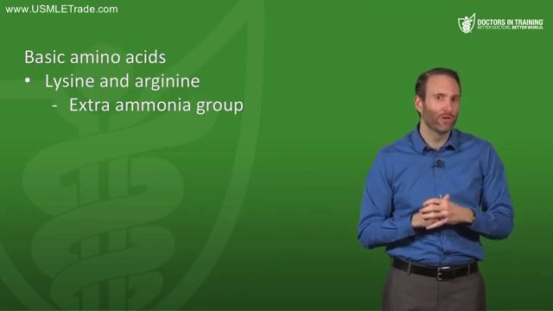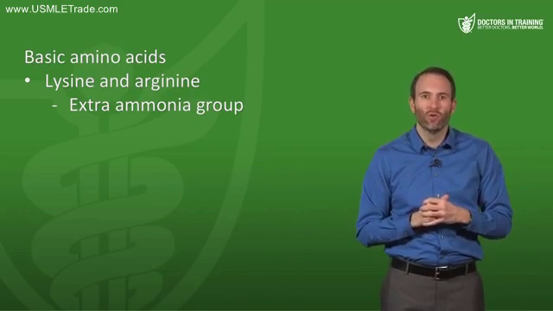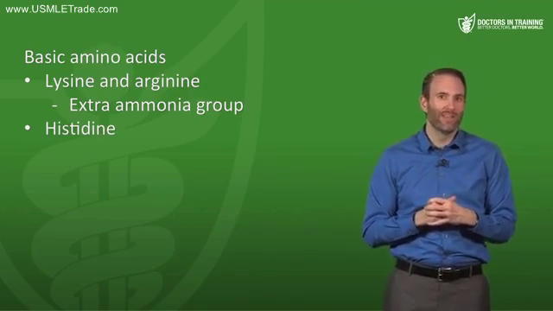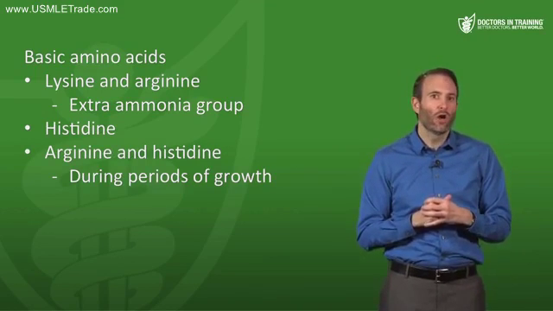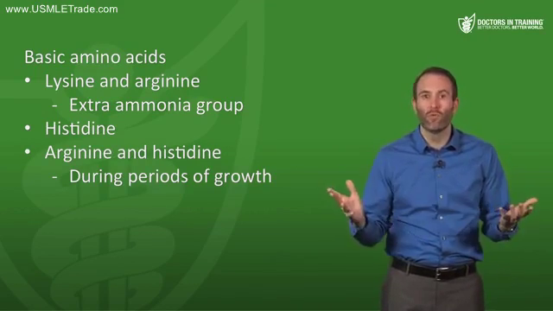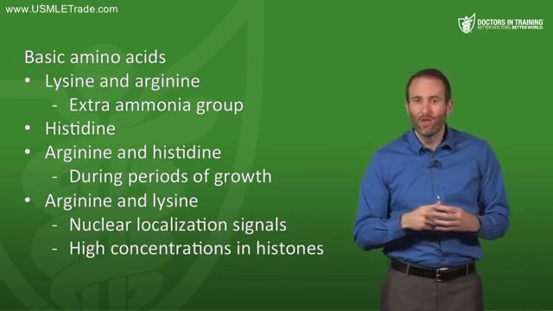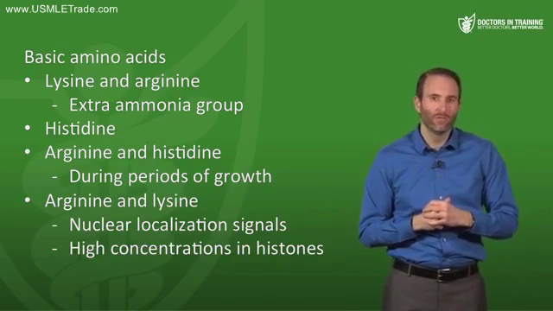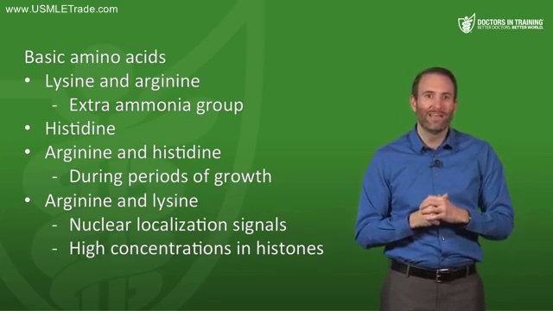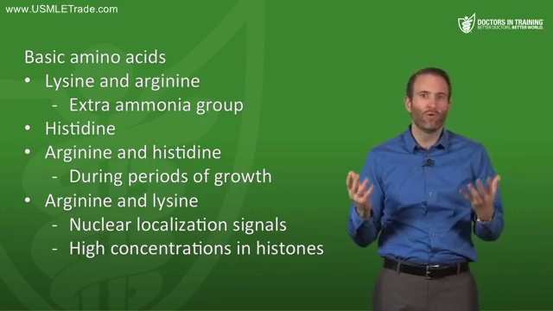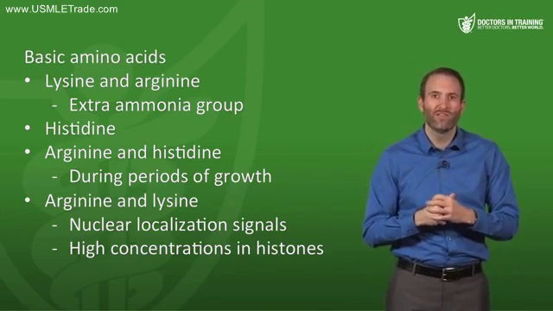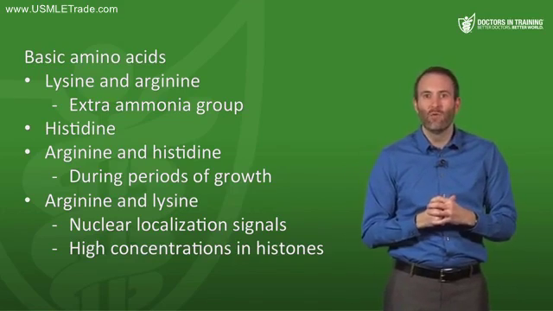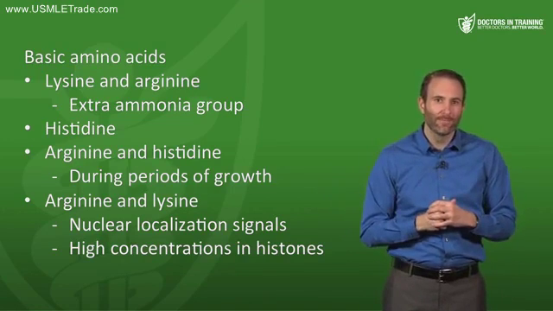So this now brings us to the concept of acidic versus basic amino acids. So let's talk about your basic ones first. So lysine and arginine are particularly basic. They have an extra ammonia group, and histidine is also a basic amino acid as well. Arginine and histidine are particularly important during periods of growth. And then arginine and lysine are important for nuclear localization signals. Arginine and lysine, again, are found in high concentrations in histones. Why is that important? Well, because of their positive basic charge, they can interact with the negatively charged DNA.